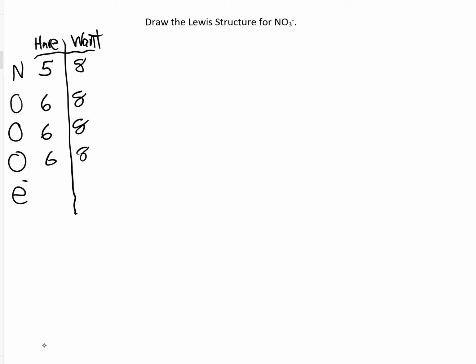Now we've got an extra electron coming from the charge here of the polyatomic ion, which means we've got one more electron than we're supposed to. So we just put in one electron, and then we put a dash here. We can now go through and total up our total number of electrons. Ideally, we'd have 32. In reality, we've got 24.